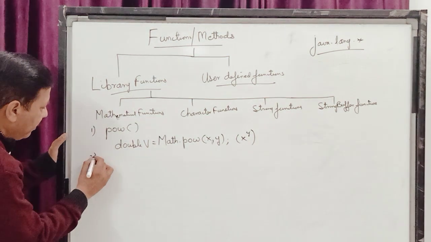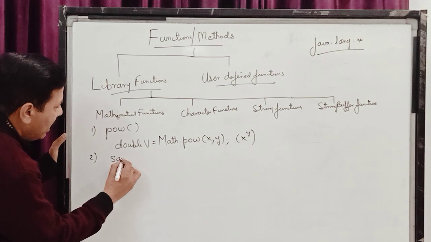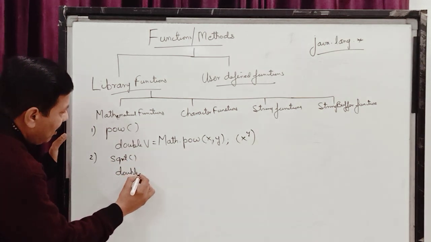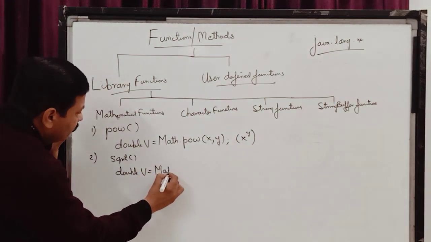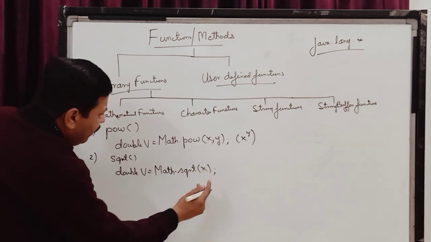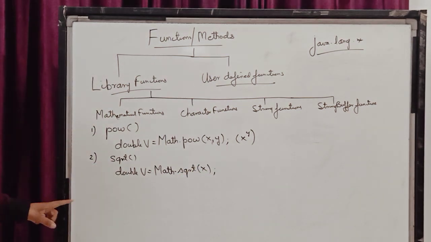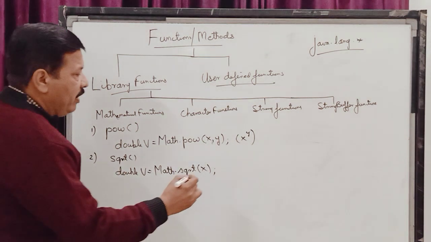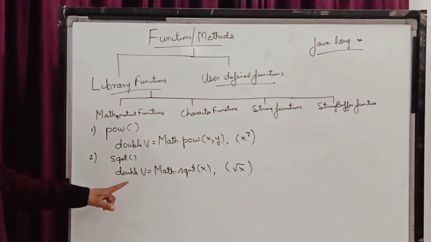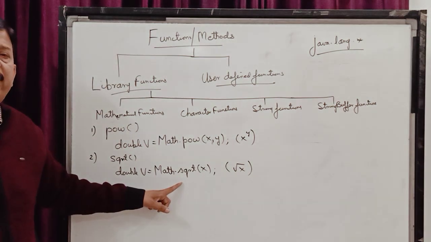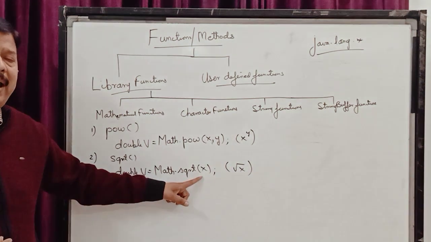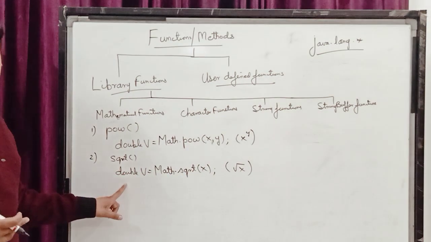Now children, the next function is sqrt. To write this function, we write double v = Math.sqrt(x). x is any value. So children, when we are talking about Math.sqrt, this function is returning us the square root of value x. So we say that the sqrt function is returning us the square root of its argument. This is also called the argument x. And children, this function also returns a double value.